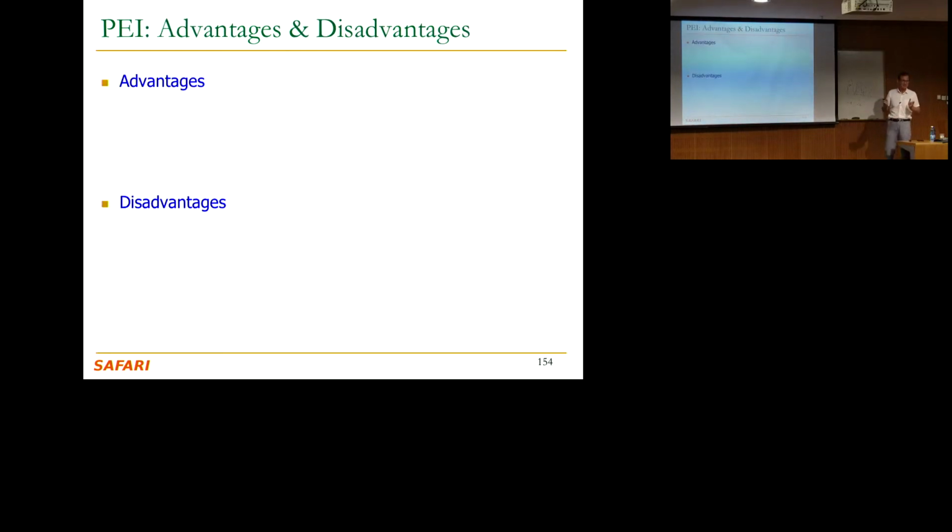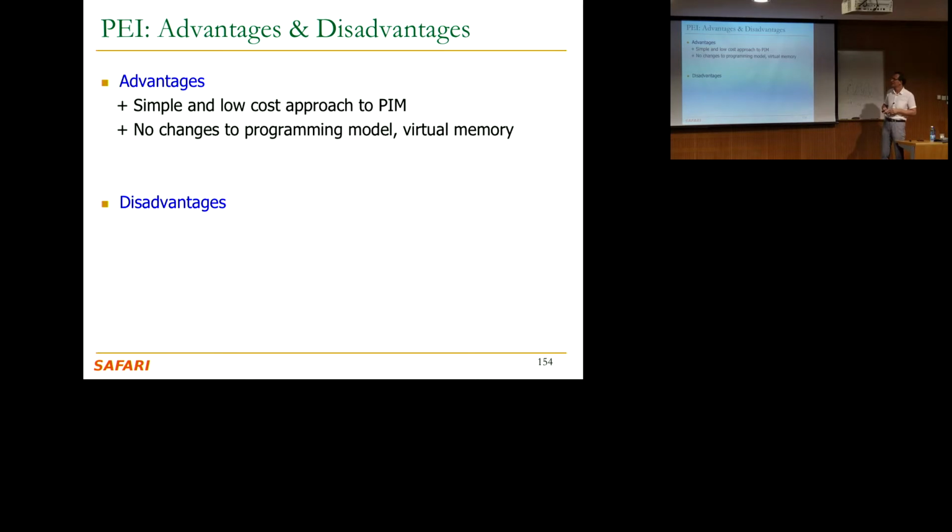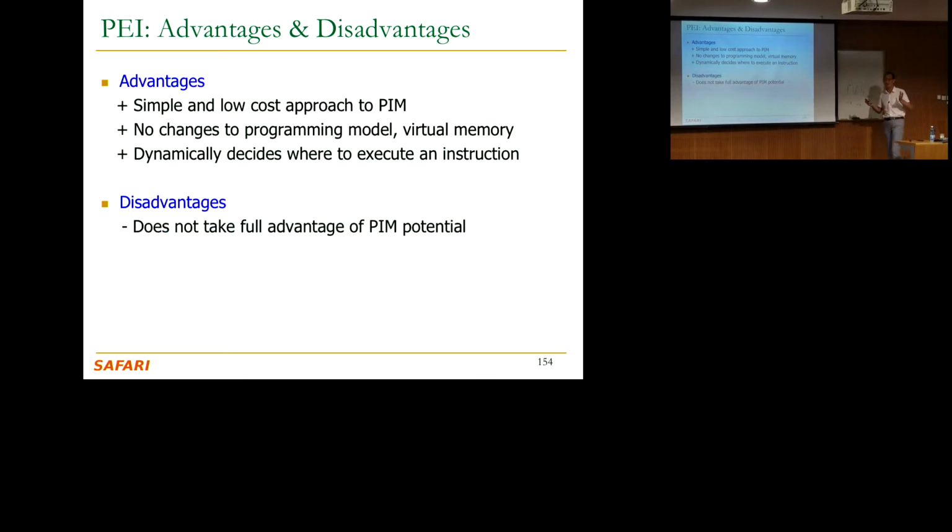So that's the idea of PIM-enabled instructions. I think this is relatively practical. It's a simple and low-cost approach to processing in memory. There are no changes to the programming model, no changes to virtual memory. You don't get rid of virtual memory. You dynamically decide where to execute an instruction. The disadvantage, of course, is your benefit is not as high. You get about 40, 50% as opposed to 2x or 13x.